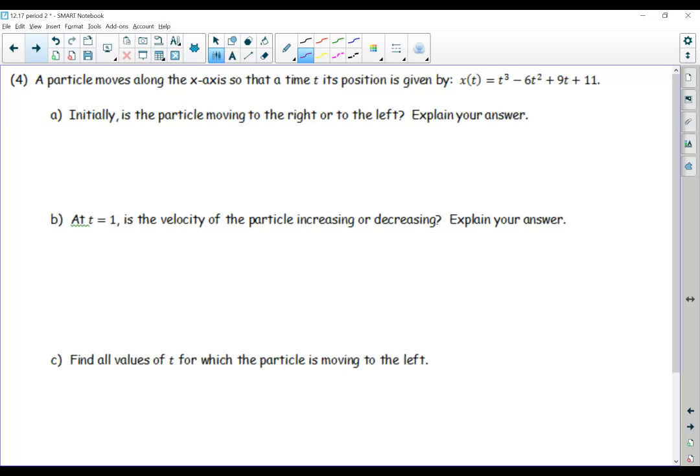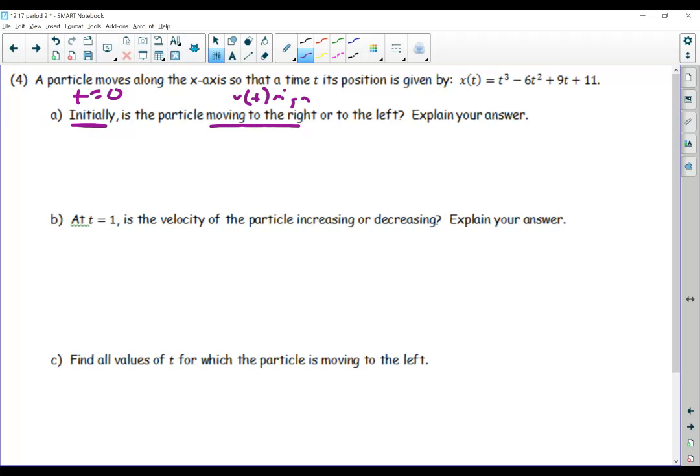So a particle moves along the x-axis so that at time t, its position is given by this function. Initially, there's that key word, is the particle moving to the right or to the left? So I have to think about initially means time equals 0. And if we're talking about moving to the right or to the left, we're talking about velocity sign.